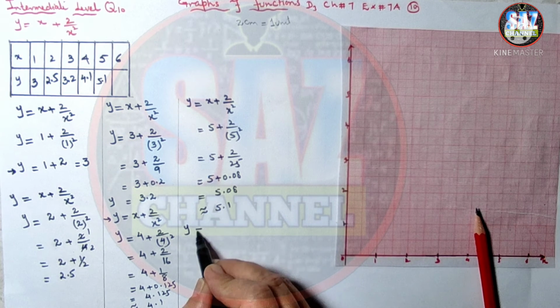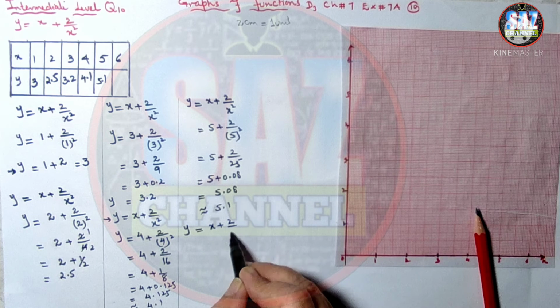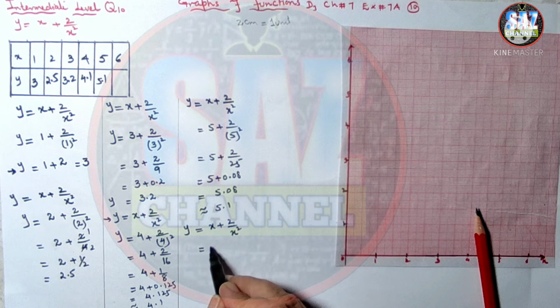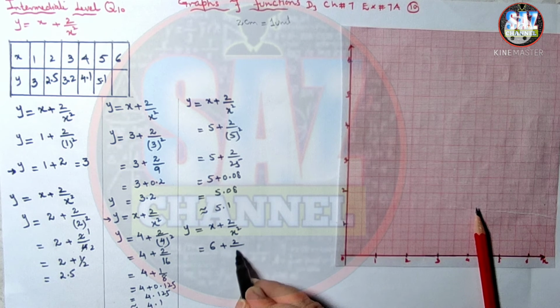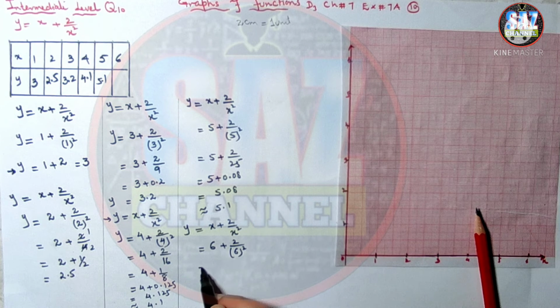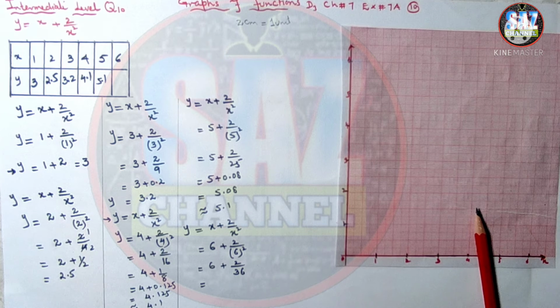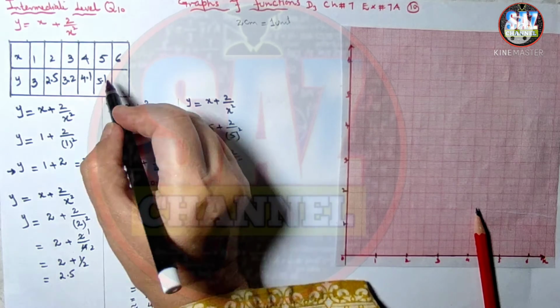So the function will take the form x plus 2 over x square, and x is 6, so 6 plus 2 over 6 square, that is 6 plus 2 over 36. 2 divided by 36, or 1 upon 18, is 0.05. 6 plus 0.05 is equal to 6.05. And for the plotting purpose, I can take it as approximately 6.1.